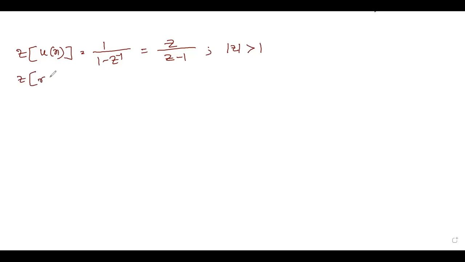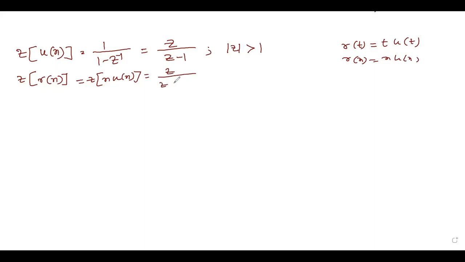We have discussed the z transform of the unit step sequence, which is 1 by 1 minus z inverse, which is nothing but z by z minus 1, and its region of convergence is |z| greater than 1. Then we discussed the z transform of the ramp function. The ramp function r(t) is t u(t), so you can write r(n) as n u(n). What was the answer for the z transform of the ramp function? Do you remember? z by (z minus 1) whole squared, for |z| greater than 1.